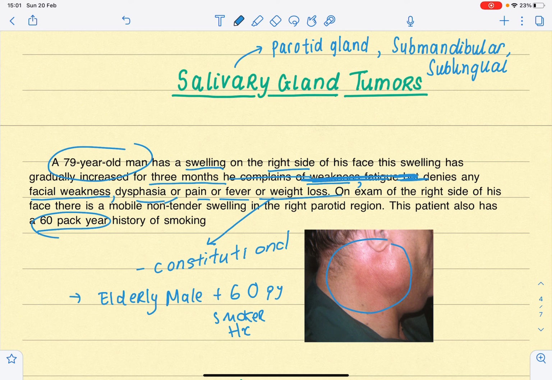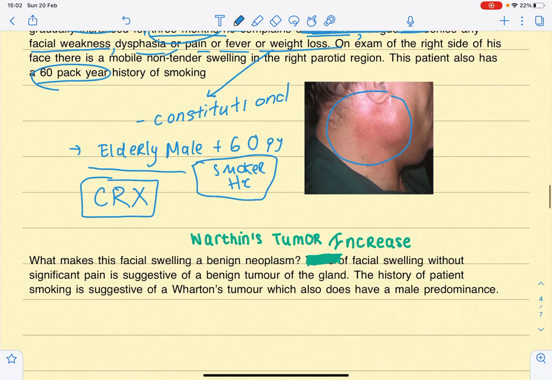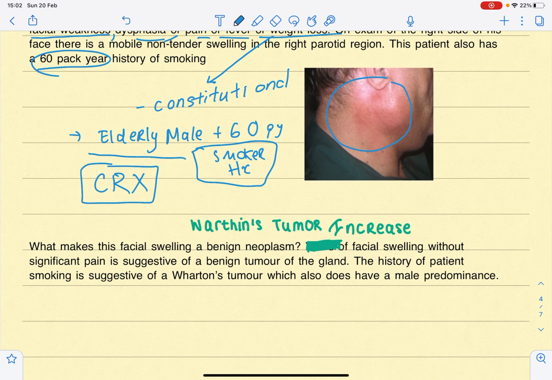This is a very characteristic, typical presentation of a certain type of tumour of the salivary glands. So when it's an elderly male who is also a smoker and then has this tumour, this is Wharton's tumour. This is Wharton's tumour. Wharton's tumour is a benign tumour, and it's a benign neoplasm.